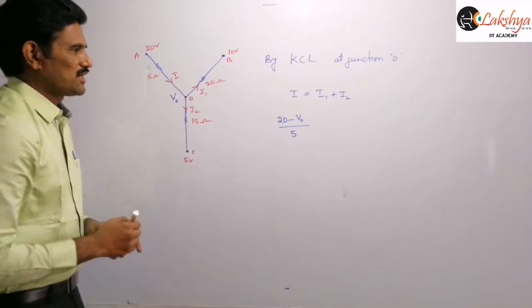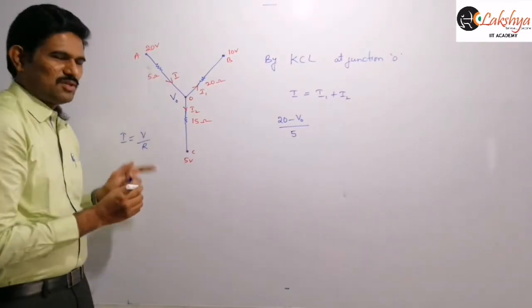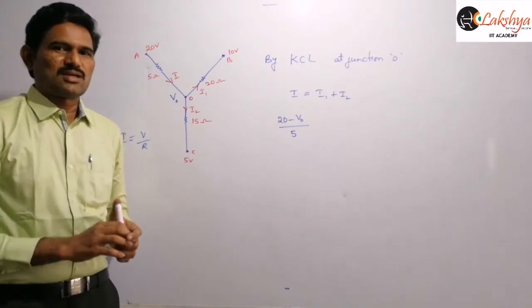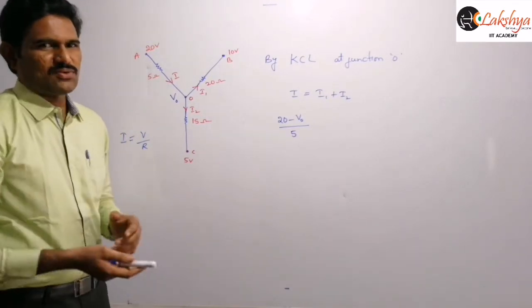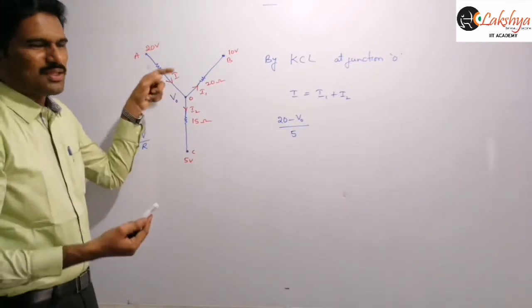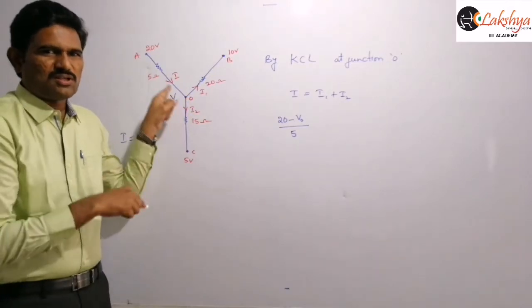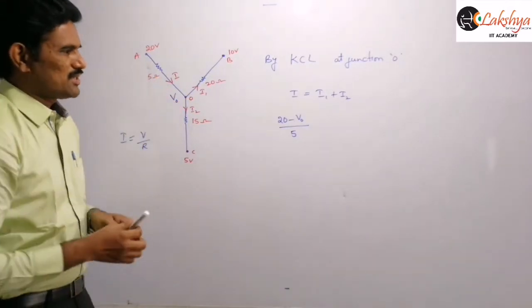Is it clear what I am writing? I am just applying the formula I is equal to V by R here. This V means the potential difference across the resistance. When you are assuming current in this direction, that means we are assuming that this is the higher potential. So 20 minus V naught we need to write. That gives the potential difference across this resistance by its value.